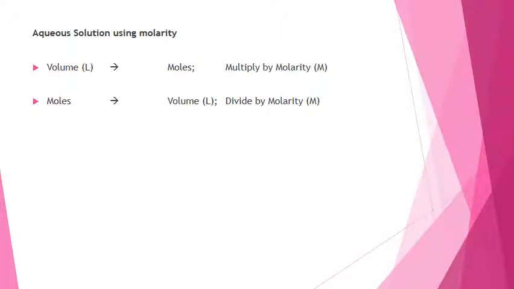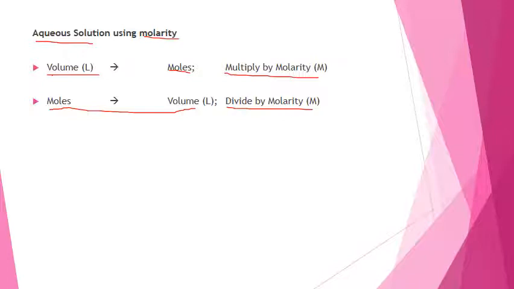Okay, so it's similar to molar mass. It's mass to volume. Mass to moles using molar mass. For molarity, there's a simple relationship, and that's for aqueous solutions. We use molarity, and so if you start out with the volume, you can figure out moles by multiplying by the molarity. And if you have moles, you want to figure out volume, you divide by the molarity.